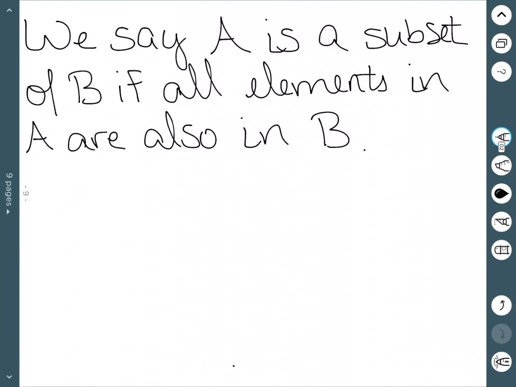The next thing we want to look at for a set is what's known as a subset. We call a set A a subset of B if all elements in A are also in B. Our notation looks like this. That says A is a subset of B. The idea is the first set is actually contained inside of the second set.